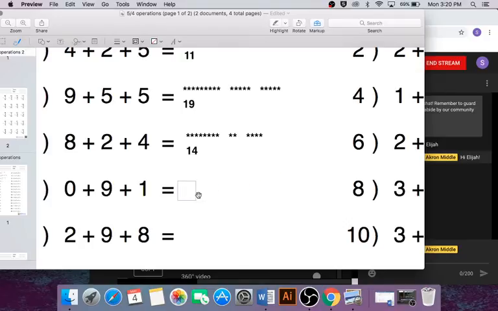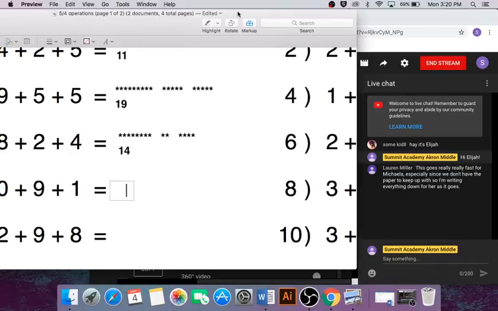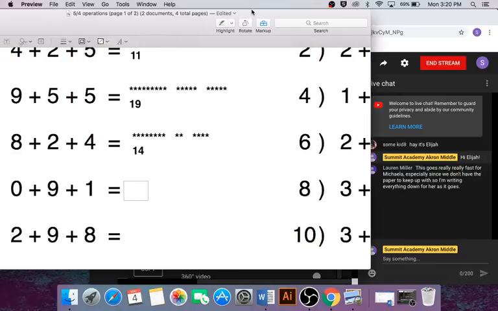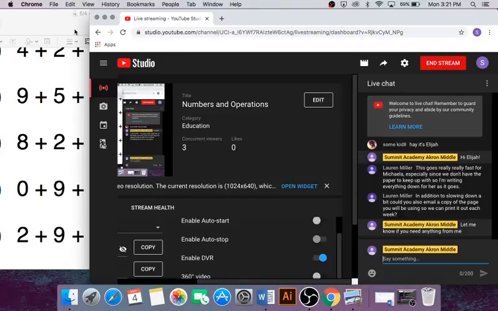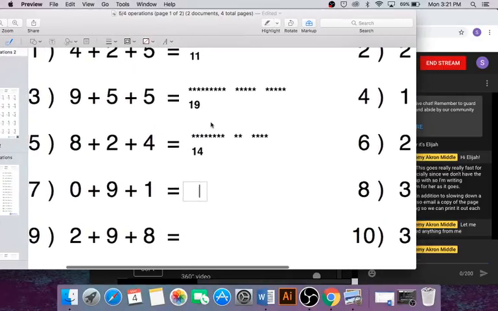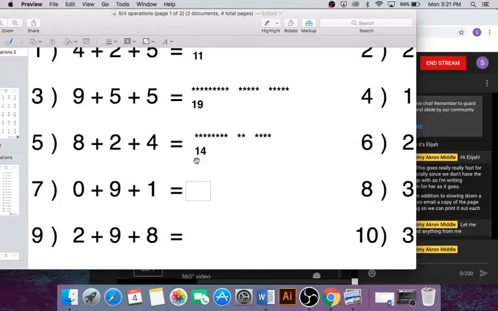For our next one, we start with 0, so we have nothing, plus 9, so 0 plus 9 is 9, and then we're going to add one more, so 9, 10. So our answer is 10.